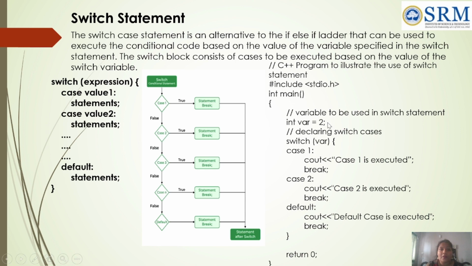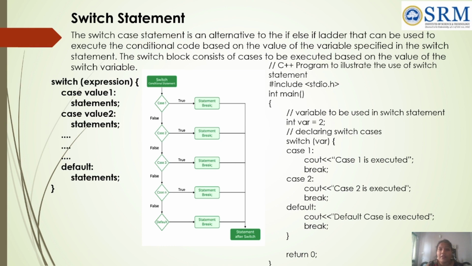Here we see the diagrammatical representation where you can see one case. If it is true, it executes that statement and breaks. Breaks means it comes out of the loop. Then it will just print the other set of statements. If it is case 2, it will go to that particular statement. So it will check one by one and then it will break and come out.